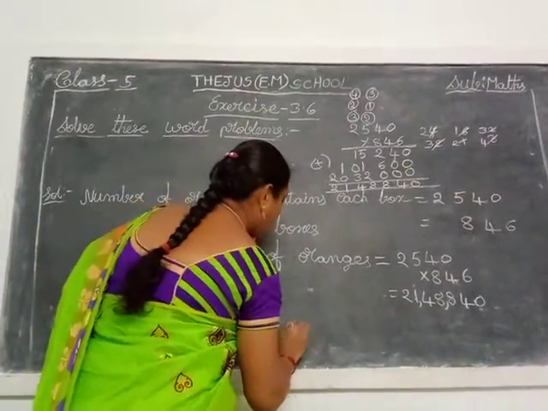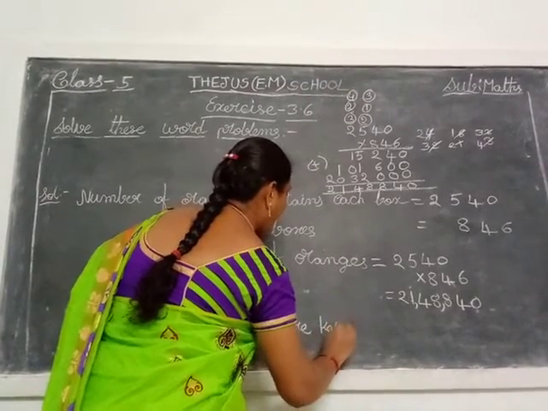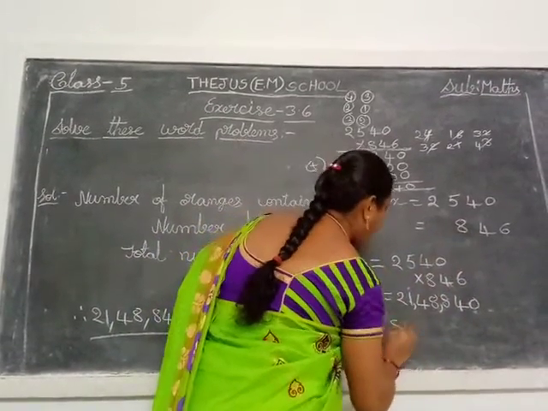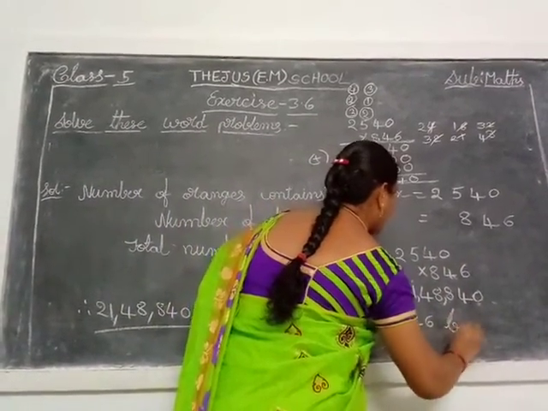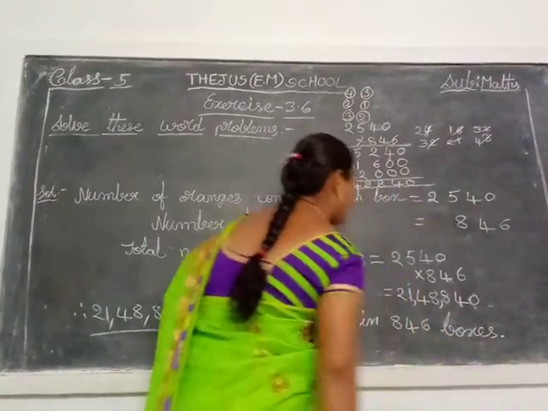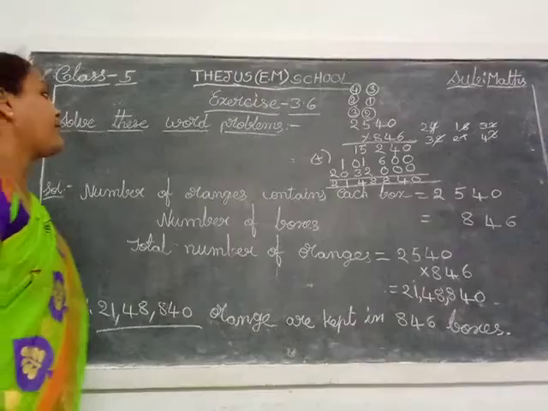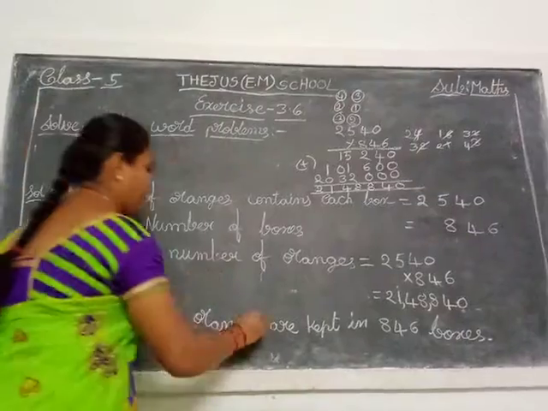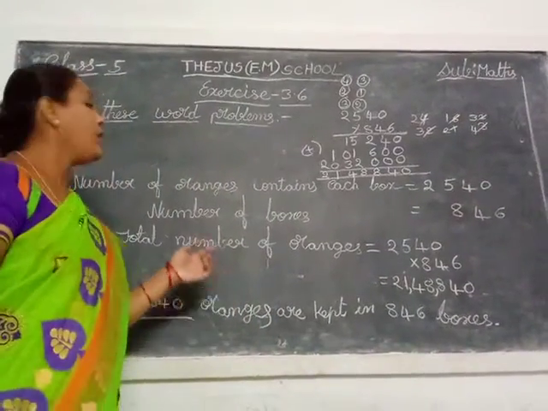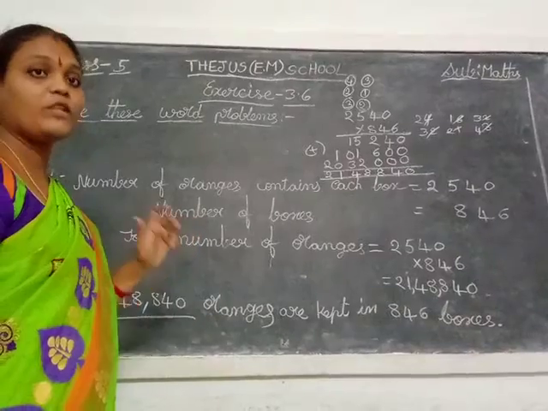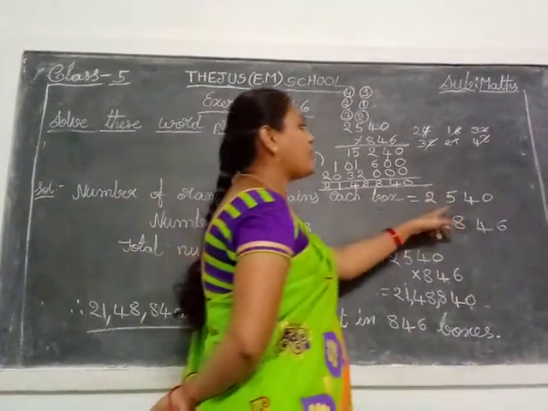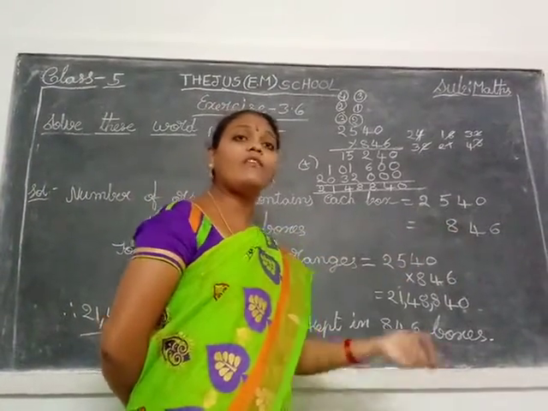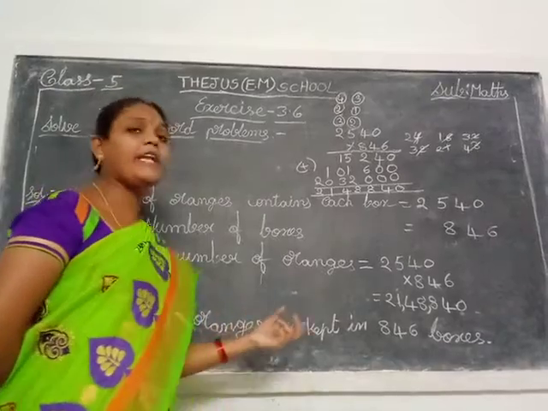Oranges are kept in how many boxes? 846 boxes. Okay, children. He first gave the number of oranges each box contains. So each box contains how many oranges? 2,540. So he gave the number of boxes, 846. So now we find out how many oranges are kept in 846 boxes.